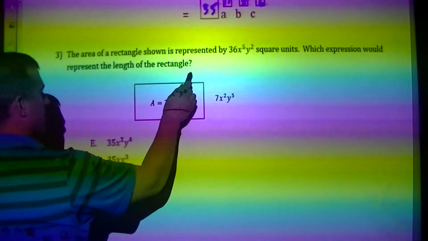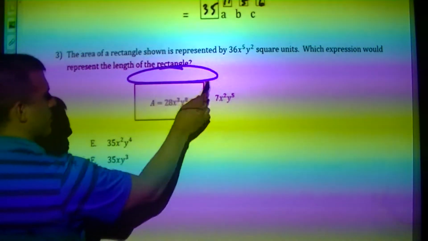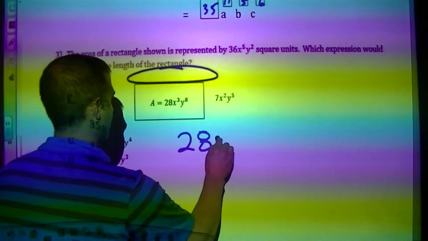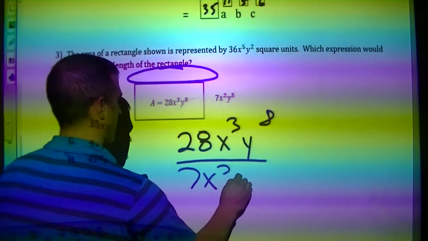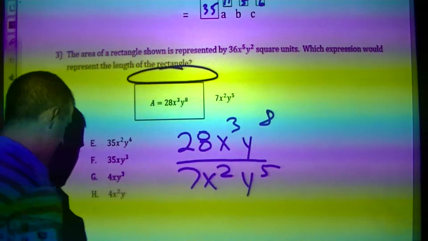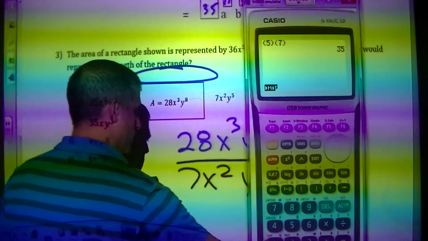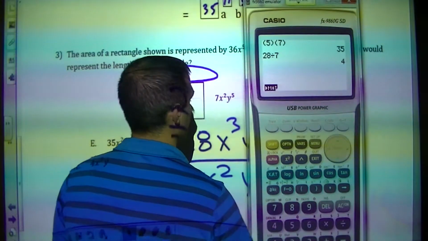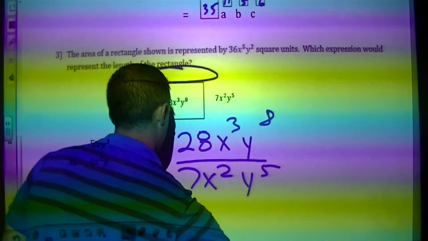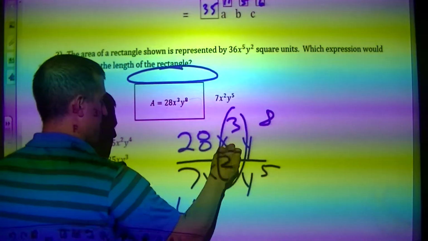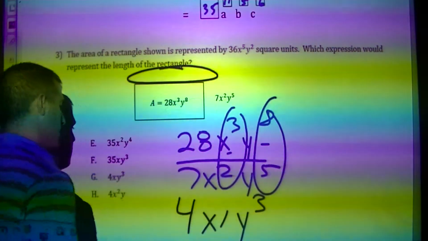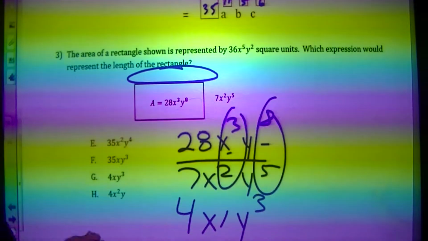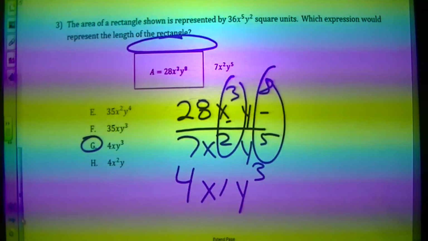What's the area? So I've got to figure out here, so what I'm going to do is division. Once again, I'm going to let my calculator do the work there. That's 28 divided by 7, which is 4. I'm going to subtract these. That's x1. Subtract these. It's going to be y3. So x1, y3. There you go, there's my letter there.